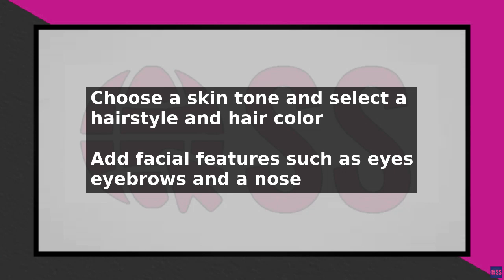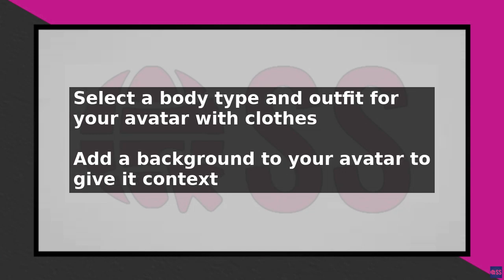Next, choose a body type and outfit for your avatar. You can select from a variety of clothes, shoes, and accessories to create a unique and personalized look. You can also add a background to your avatar to give it more context. Once you have customized your avatar, tap Done to save it.